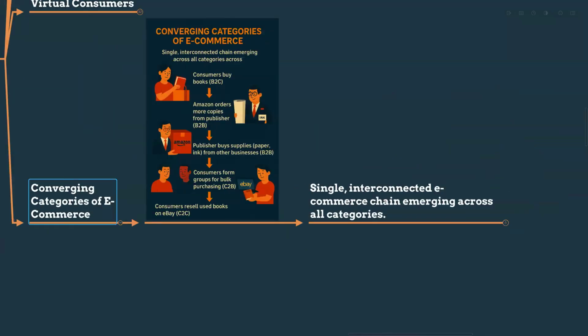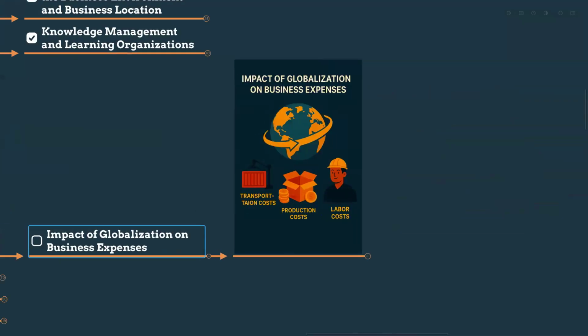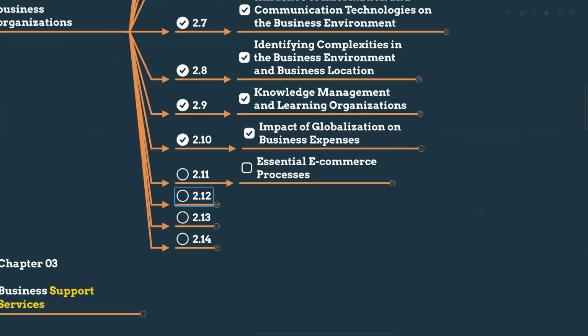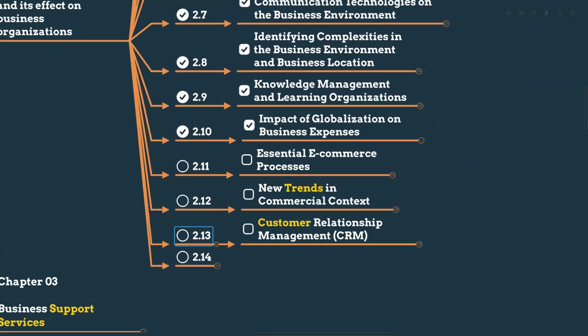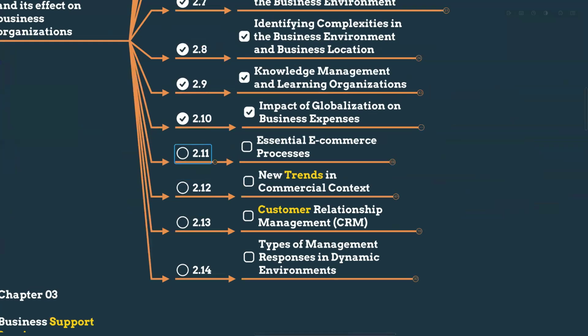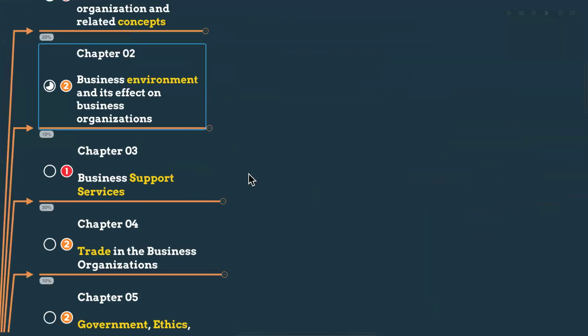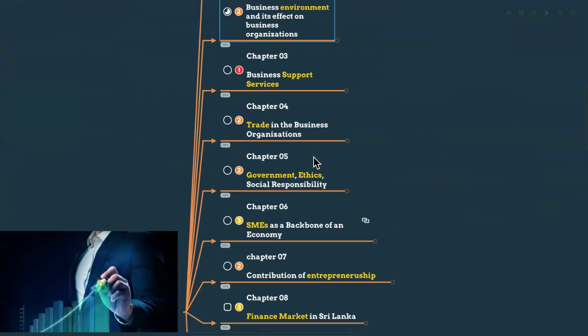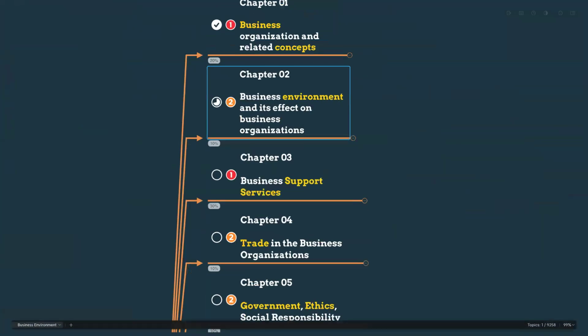Everything is connected, right? So that is all about the impact of globalization on business. I think it is better to discuss the essentials of the e-commerce process, new trends, and customer relationship management in the next session. Hopefully, in the next session I will finish your 10% of the business environment.